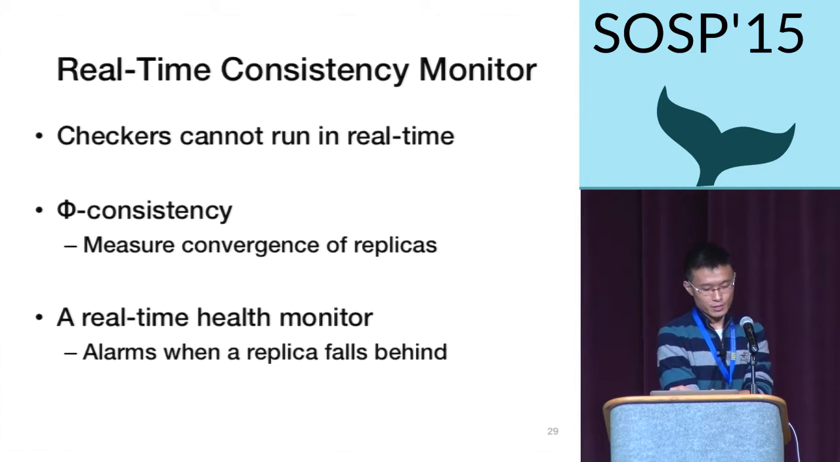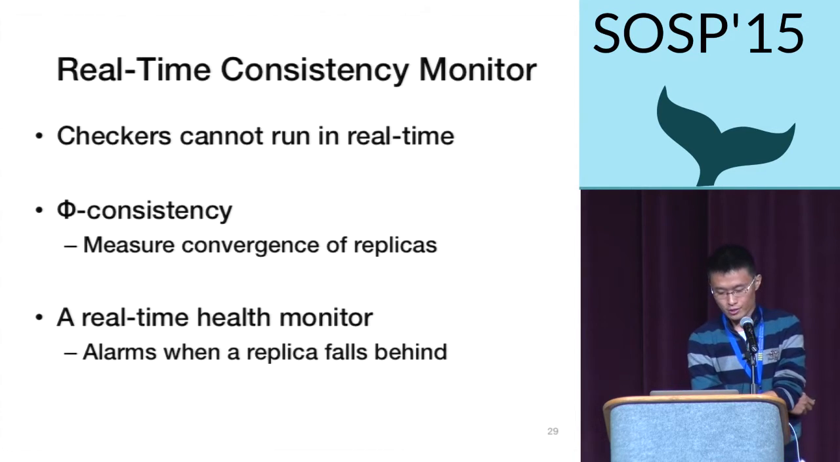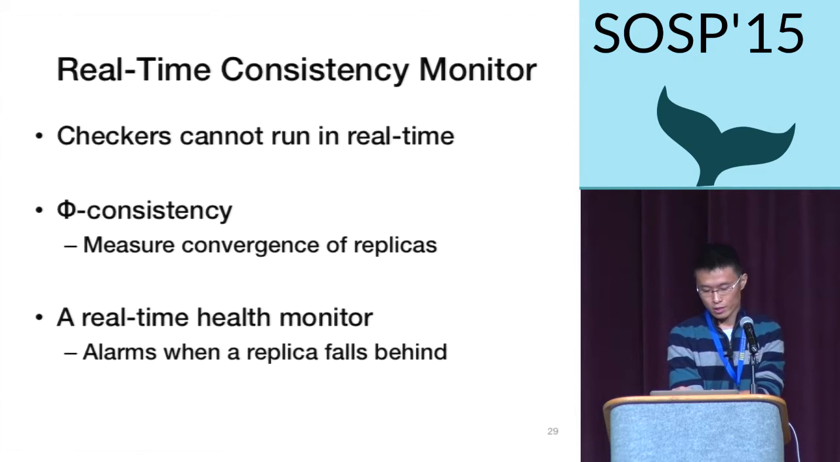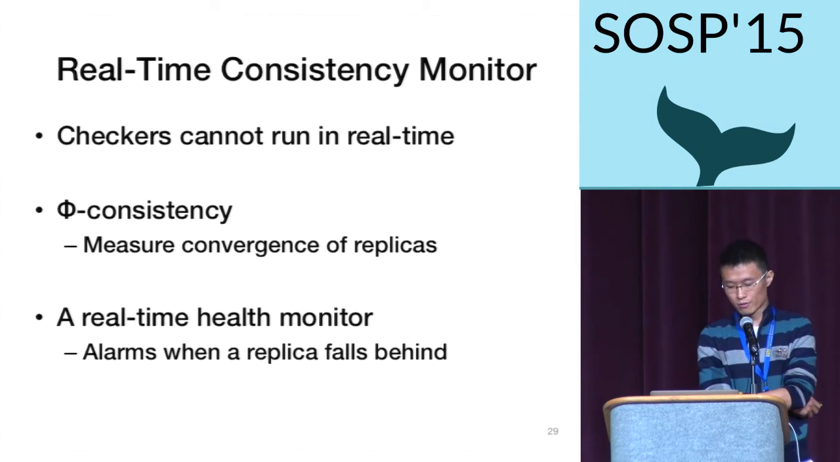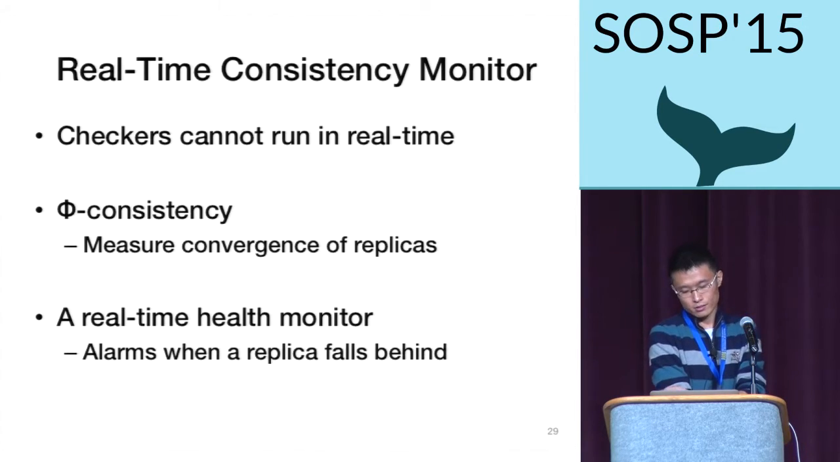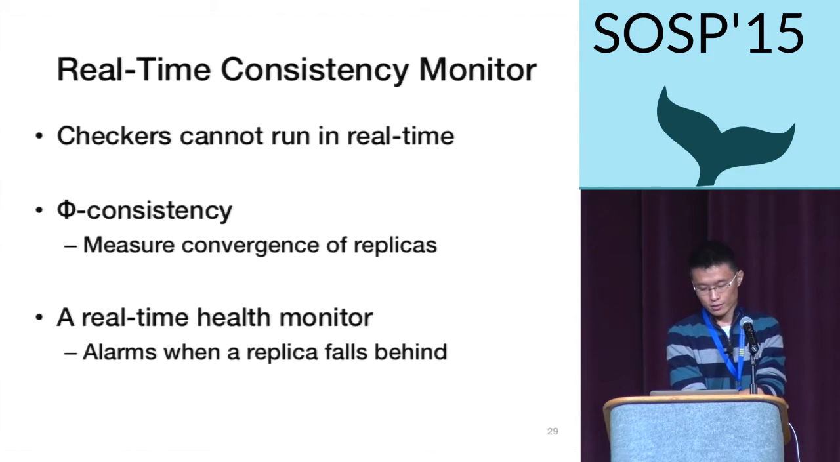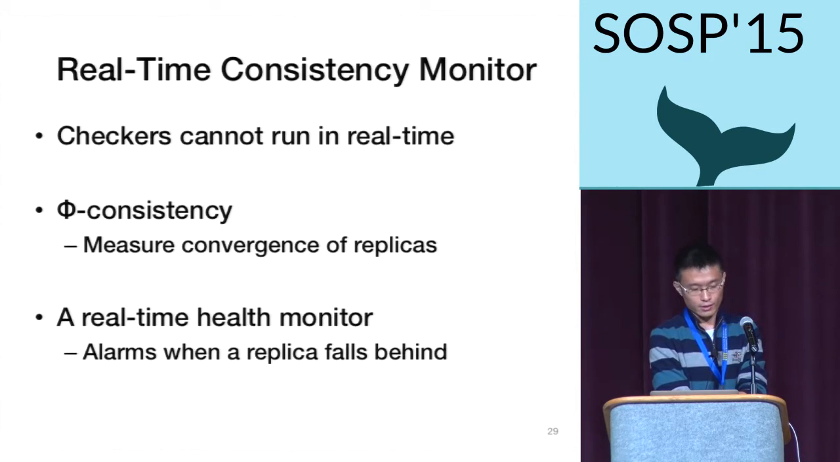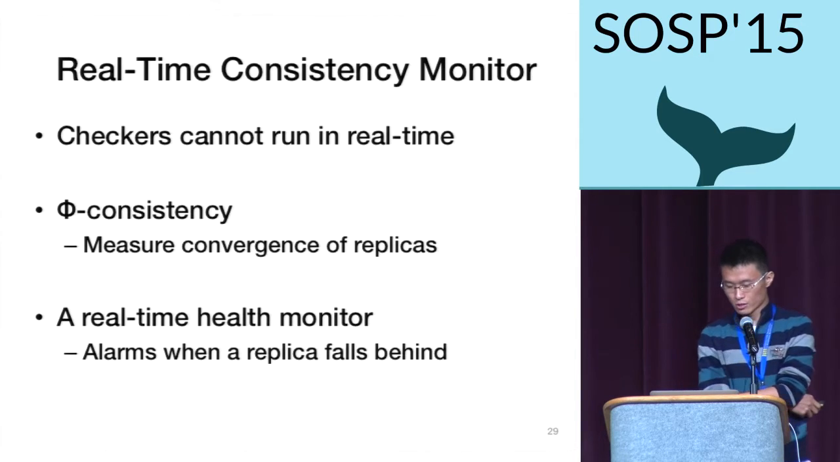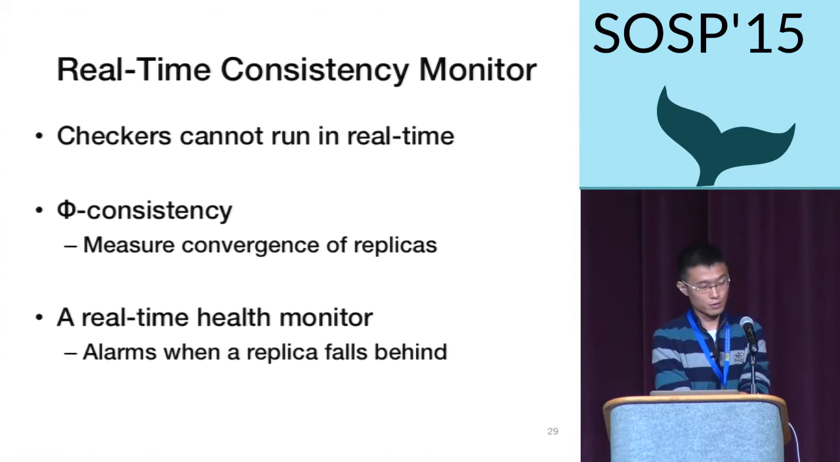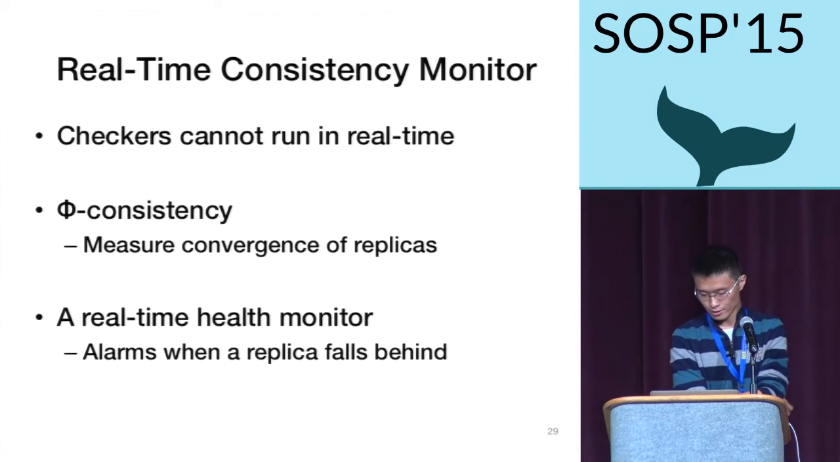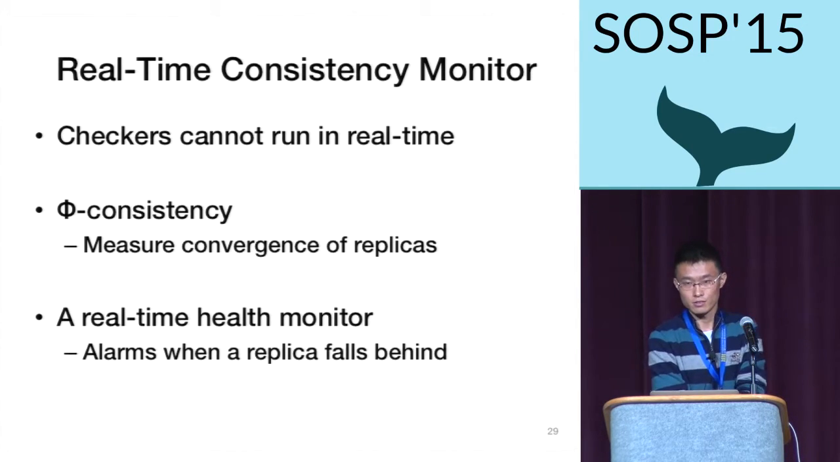However, real-time information is really useful as it allows us to react fast to the inconsistencies. So we designed a real-time monitor that tracks phi consistency, which is a new metric that measures how well TAO replicas converge. Unfortunately, I don't have time to go over this part of our work in detail, but the real-time monitor is a lightweight early warning tool that has been deployed at Facebook since 2012. So in order to learn more, please check out our paper or ask me questions in a minute or just talk to us in the poster section.